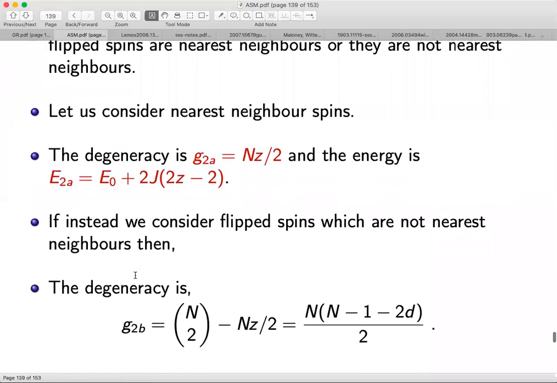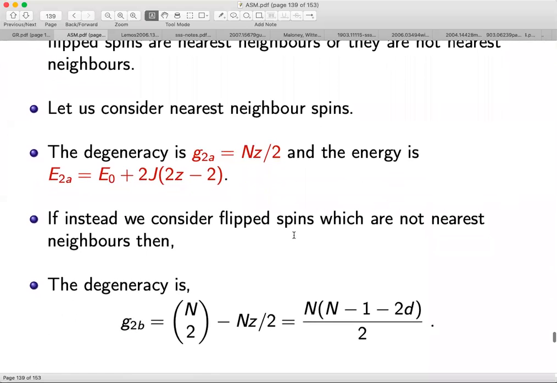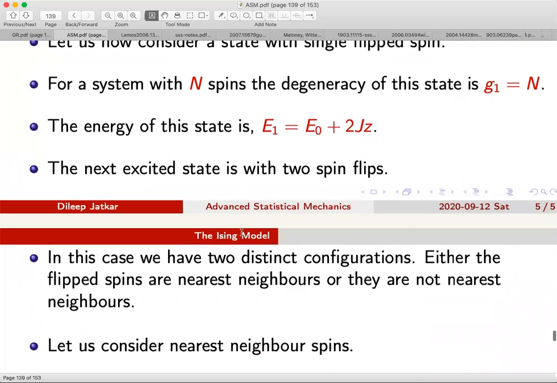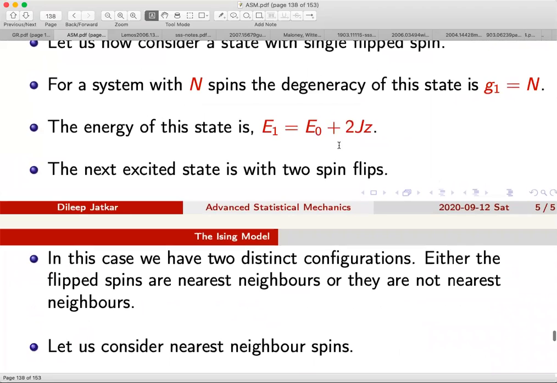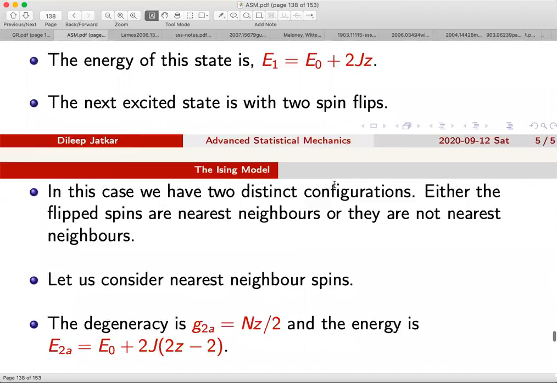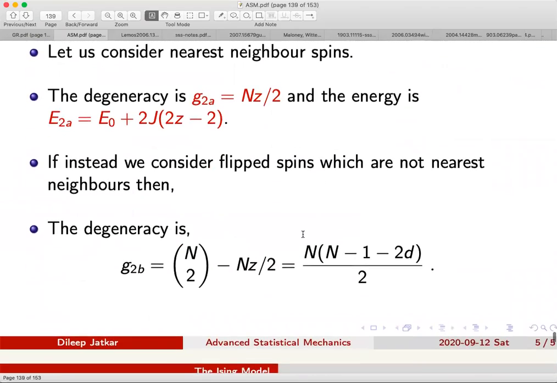Okay, there's an E2B, which I have not written down, but as I said, E2B has two non-nearest neighbor spins flipped. So therefore, their energy is just 2 times the E1 energy. Compared to E0, the flip energy is twice as much. Okay, so that's what we will do. I should have written it down.